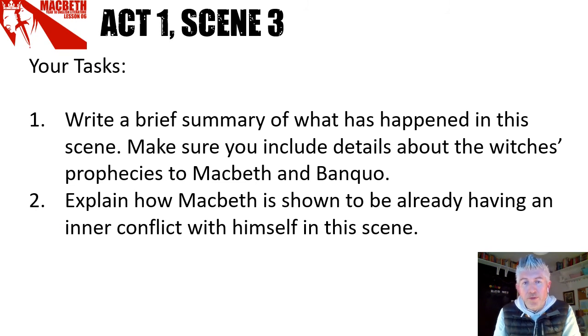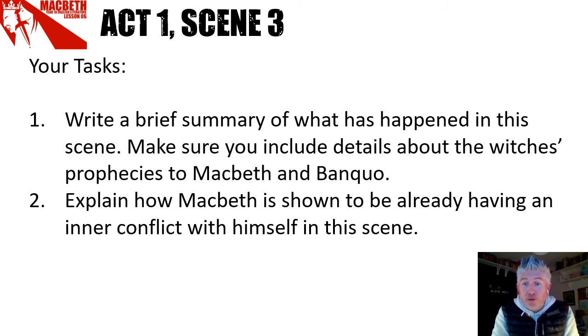Okay, so the last part of today's lesson. Two tasks. If you've got time, you can do both of them, or you could choose one or the other if you've not got as much time. One, write a brief summary of what's happened in this scene. Make sure you include details about the witches' prophecies to Macbeth and Banquo. It's really important to have little scene summaries so that when you come to revise, you can remember exactly what happens and where. So that's an important task.